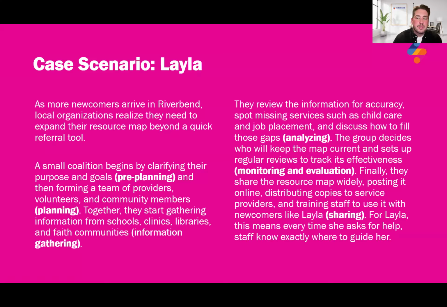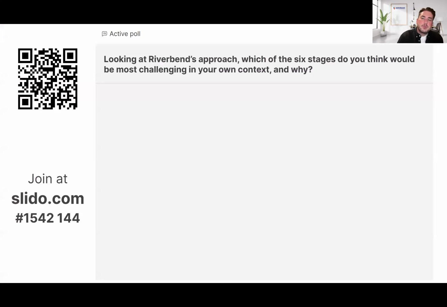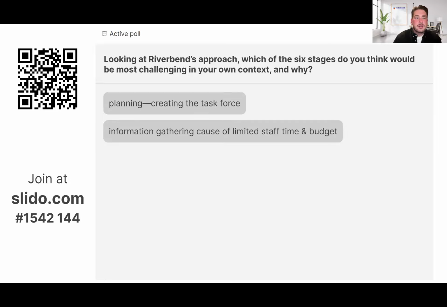Looking at Riverbend's approach, which of the six stages do you think would be most challenging in your own context and why? Again, feel free to scan the QR code and share your thoughts. I'll go ahead and just read quickly those six steps again. So the first step is the pre-planning. The second step is the planning. The third step is information gathering. The fourth step is analyzing. The fifth step is monitoring and evaluation. And the sixth one is sharing it out.